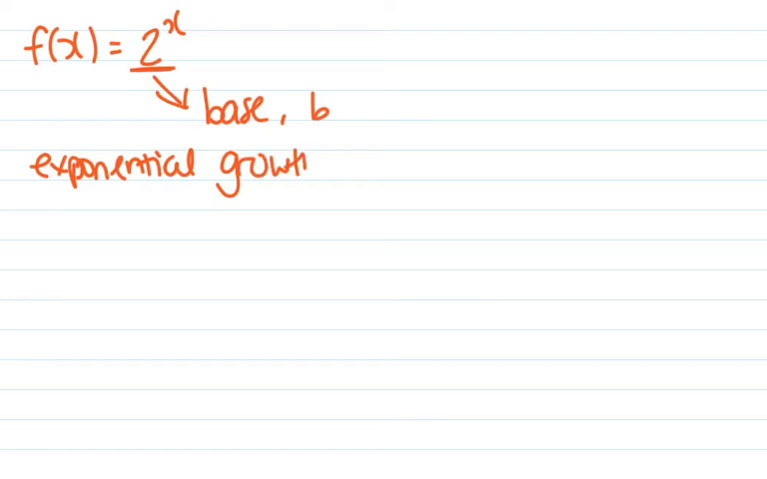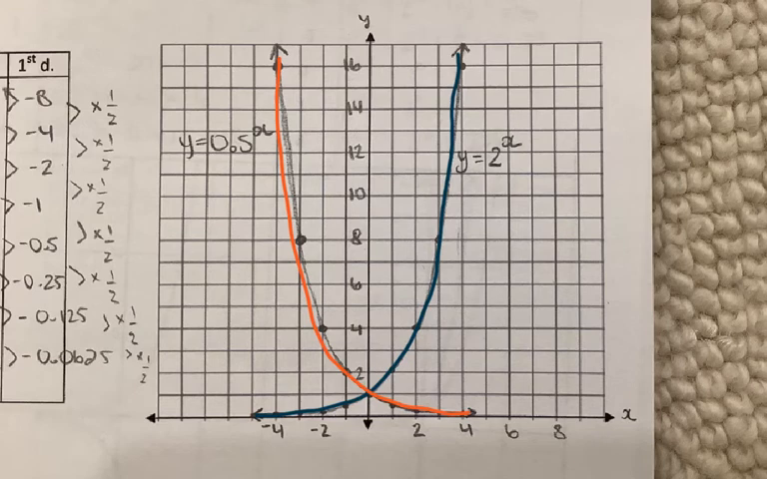occurs when b is greater than 1. So, for example, y equals 2 to the power of x, 2, the base, is greater than 1, and in the graph here, we saw it went up, it grew.